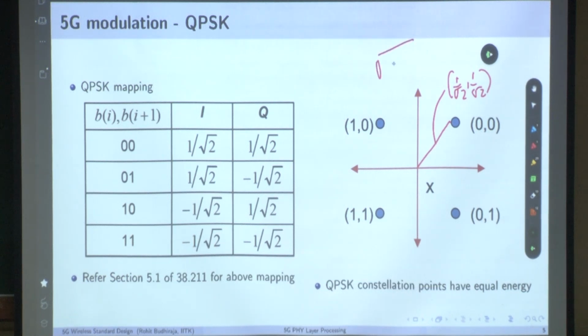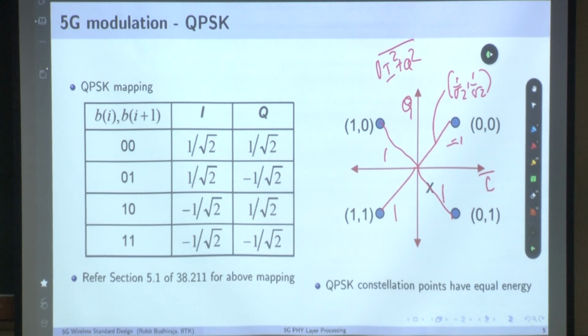Distance is I square plus Q square. If this is the I axis and this is the Q axis, the distance here is 1. Similarly, the distance of this point is 1, this point is 1, and this point is 1. So all the points are equidistant here for QPSK. Keep this in mind.